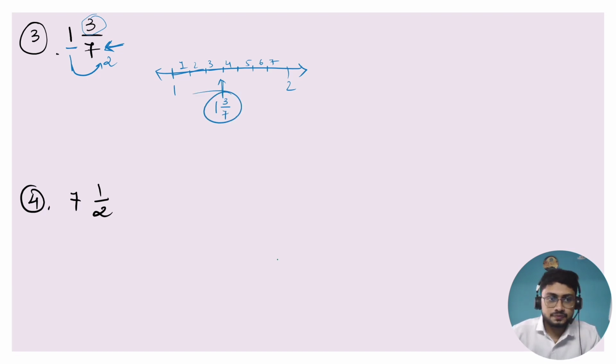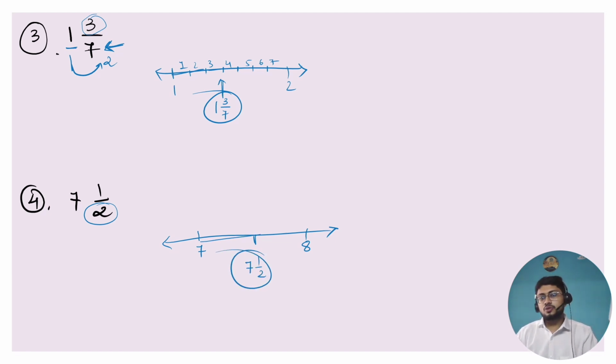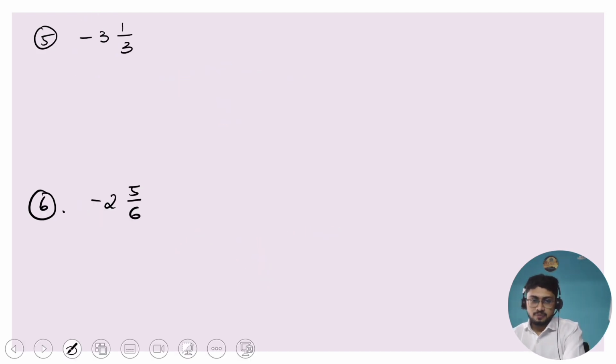Yes or no? Again, one more question. This number is between, yes, now you are getting it perfectly, 7 and 8. Between 7 and 8, how many partitions do I need? 2. And till which partition do I need to set? 1. So your answer is 7 1 upon 2. Perfect. Now you are going to score very good marks in maths this time.